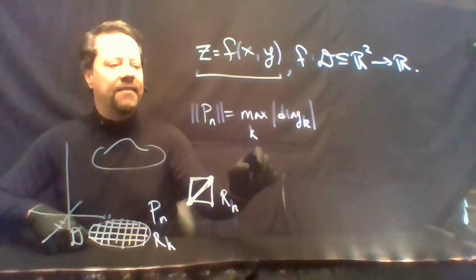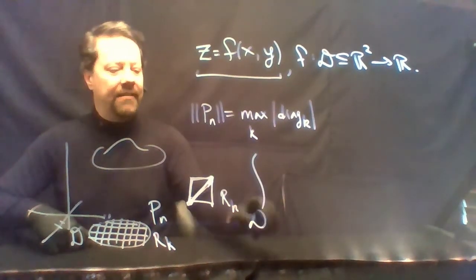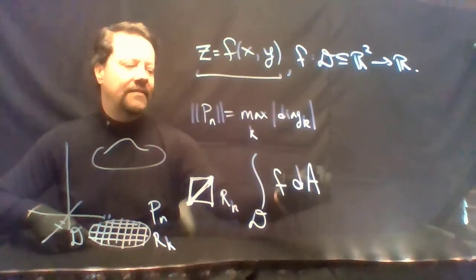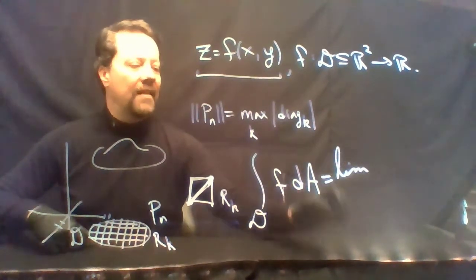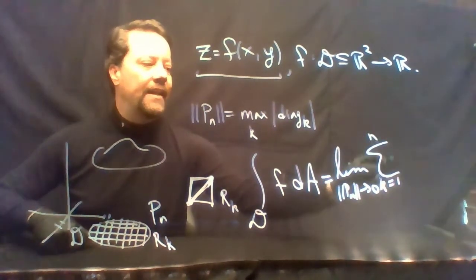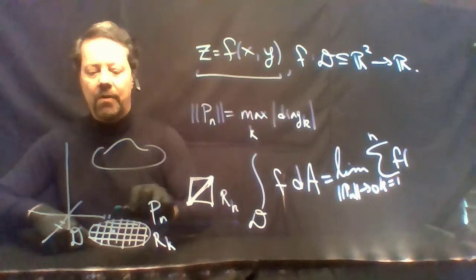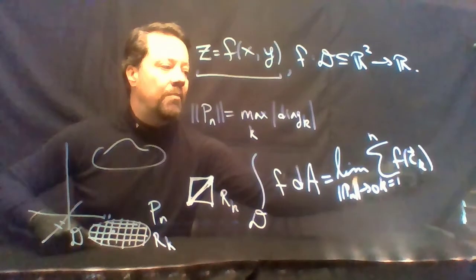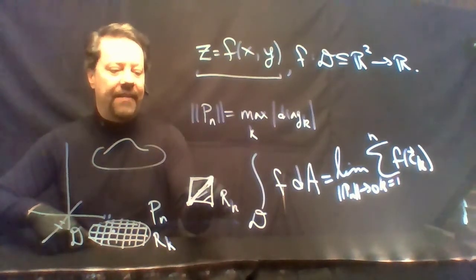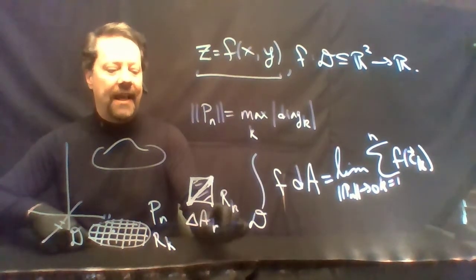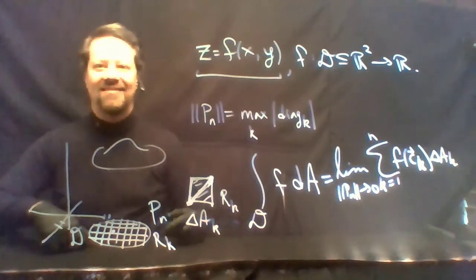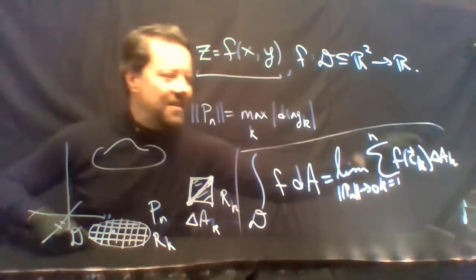So we'll define the integral over this domain of some function f with respect to an element of area, the limit as the norm of the nth partition goes to 0, the sum as k goes from 1 to n, f of, just as before, we will select sampling points, but these will be points c vector k. And each of these little r sub k's will have an area. We'll call that delta A sub k.